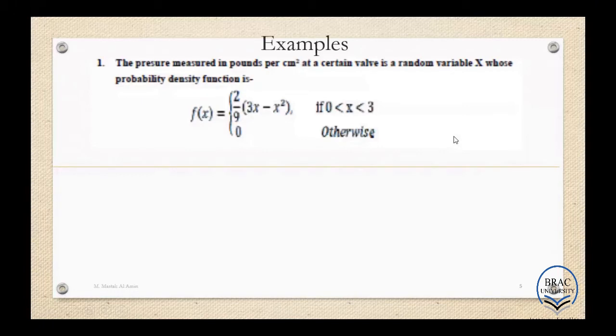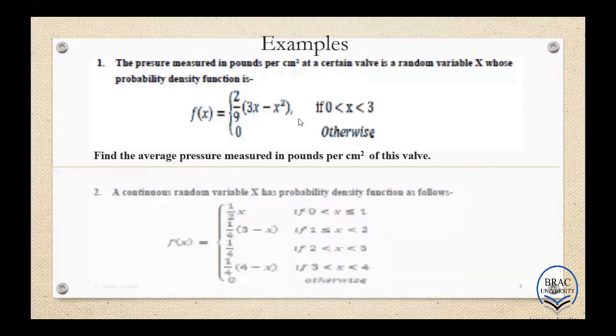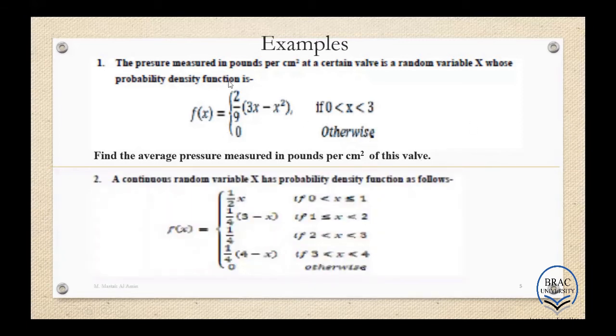Now, more examples about continuous random variable. See here, the pressure measured in pounds per square centimeter at a certain valve is a random variable x whose probability density function is given here. See, this is the functional form, and the value of x lies between 0 to 3, and otherwise the value is 0. Now our task is to find the average pressure measured in pounds per square centimeter of this valve. Again, we can do it by using the mathematical expectation formula.